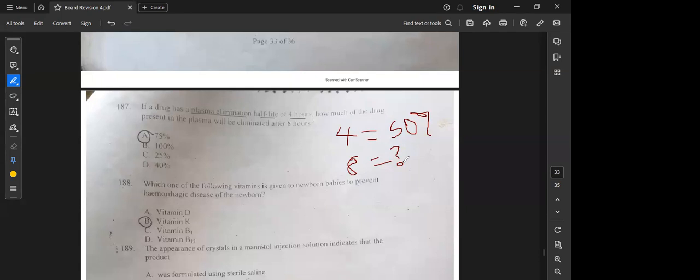Well, that was our thinking with the Hiral. 100 to 50 takes 4 hours. 50 to 25 will take another 4 hours. If the half-life was 2 hours, then 100% would be correct. But you see, it's not. The half-life is 4 hours, so it's every 4 hours, not every 2 hours.